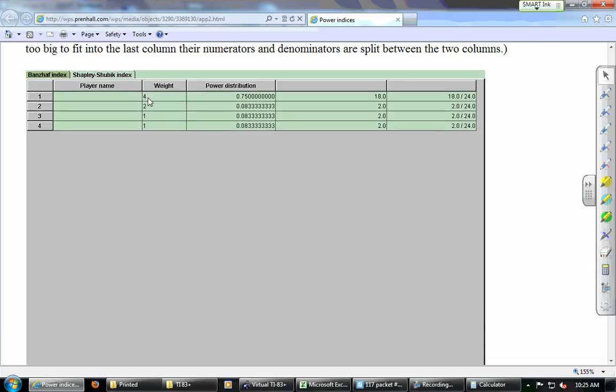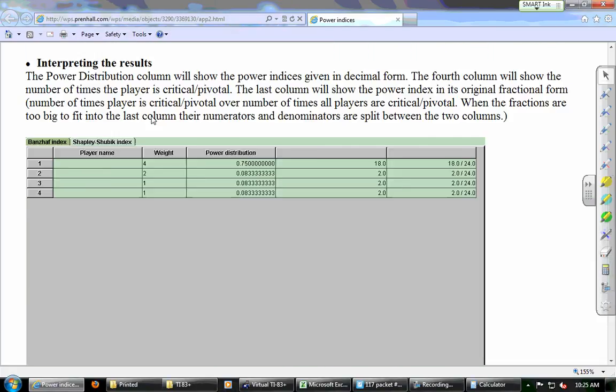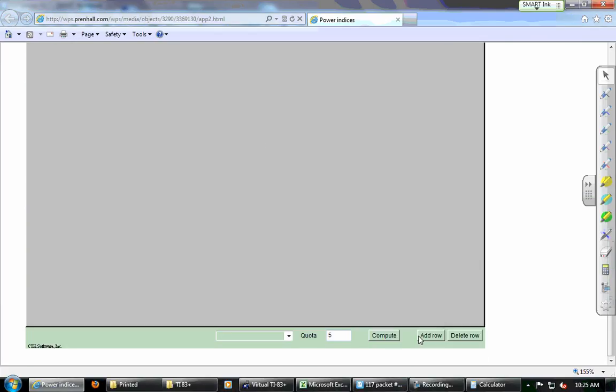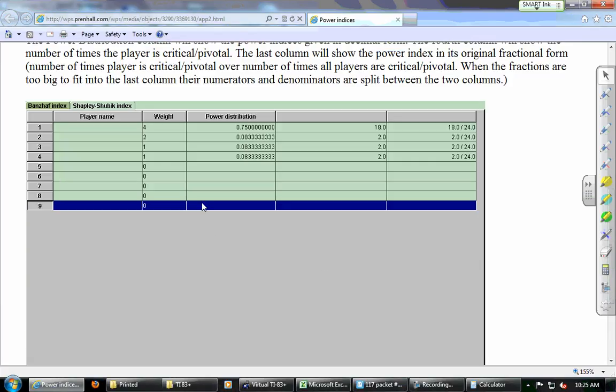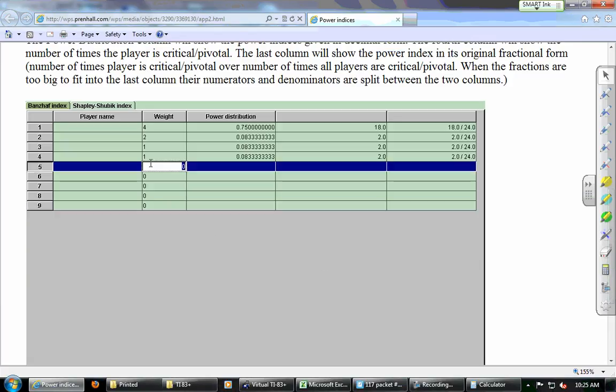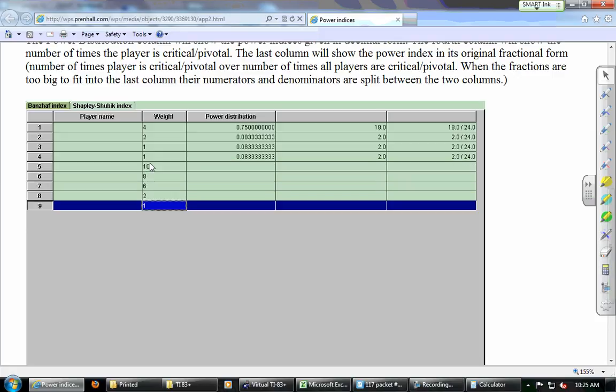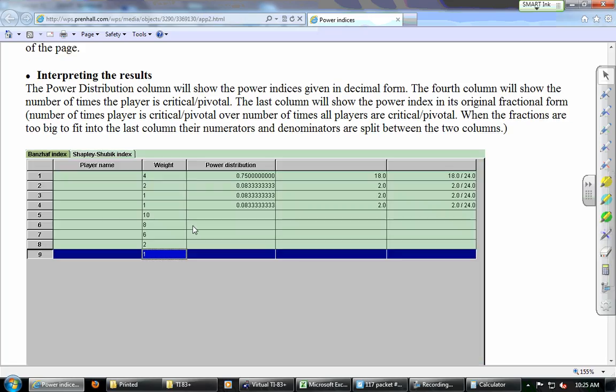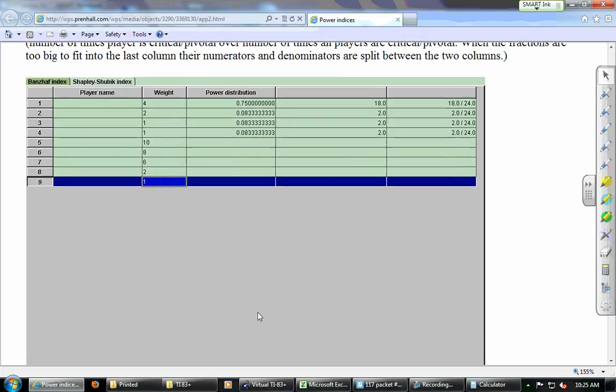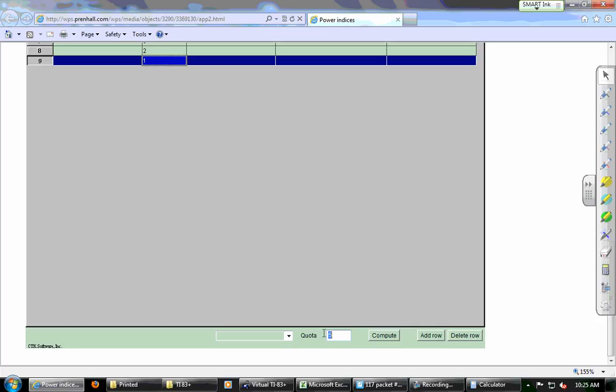And so the nice thing here is that you can play this game even with a few more people. So let's add a few more rows, and we'll just make up an example. Let's say that this person has 10 votes, and then this person has 8 and 6 and 2, and we'll give that one a 1. And then I'm going to make the quota, I don't know, let's make the quota 23. Just making up a number, 23.